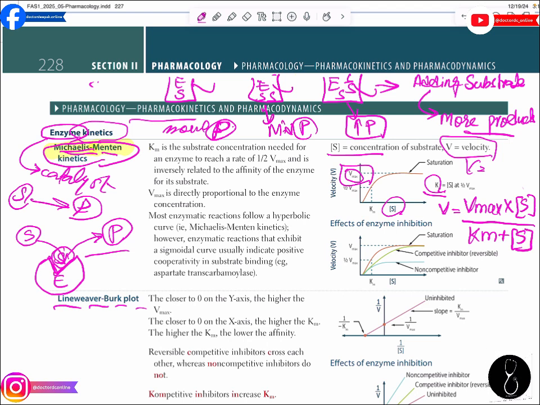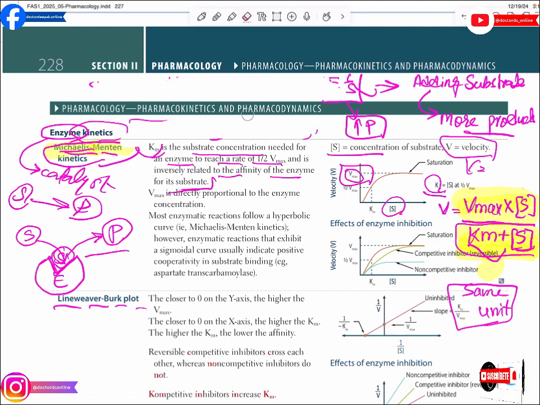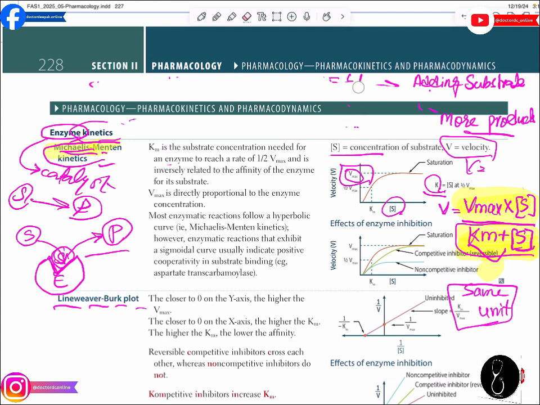From this equation, there are some points. According to physics, only quantities that have the same unit can be added. So by this concept, we can say that the Km and substrate have the same unit. And Km is the substrate concentration needed for an enzyme to reach half of Vmax, and it is inversely related to the affinity of the enzyme for the substrate. It is the constant. When the variable takes some conditions, it will be more understandable for you.